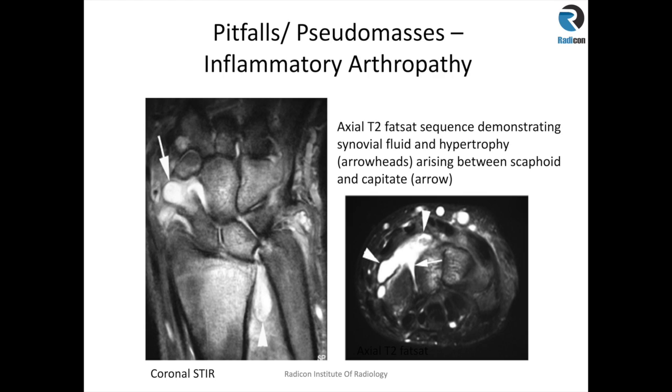Also, you can see on this image there is fair bit of distension of the distal radioulnar joint capsule with synovial thickening, cystic changes in the distal ulna, the ulnar styloid process has perhaps eroded. So all in all, it's quite suggestive of an inflammatory arthropathy.